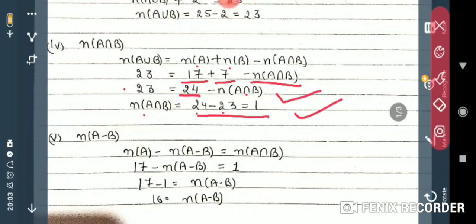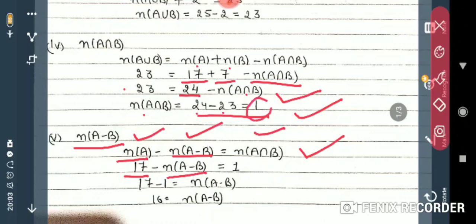Now the next question is n(A minus B). So n(A minus B) equals n(A) minus n(A intersection B). What is n(A minus B)? The elements of A not present in B. So it will be equal to n(A) minus n(A intersection B). n(A) is given 17, then minus n(A intersection B). As you have already found, n(A intersection B) is 1.